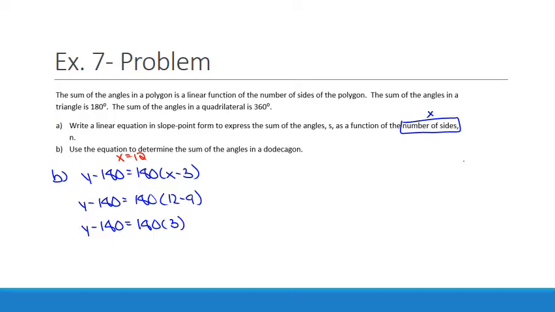180 times 3. 540. Add 180. 720. So as a point, it'd be 12 and 720. Now, if you think about that, that seems pretty low, doesn't it? So I know I could just edit this because there's a mistake, but I'm actually going to show you how you'd find your mistake. So let's see if you can find my mistake.